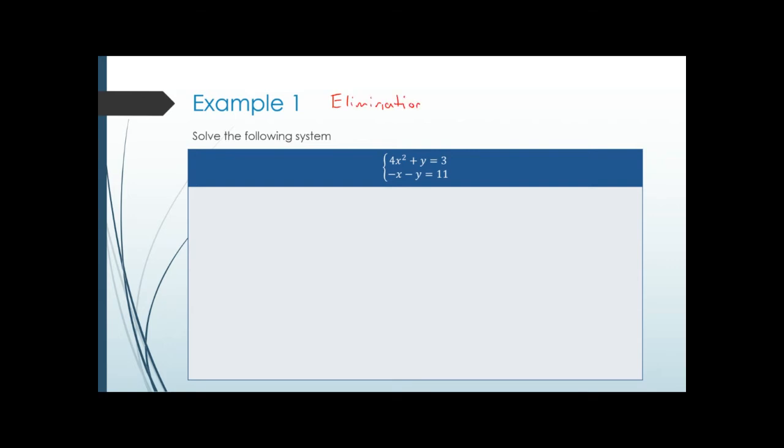So I'm going to use elimination set up this way. Now the 4x squared minus x, those are not like terms, so those can't combine. So I have to just write those, 4x squared minus x. But the y minus y is 0, so that disappears. And then 3 plus 11 is 14. So now we have a quadratic with only x. So now this is something that you want to solve by factoring or the quadratic formula. So I need to put everything on one side in order to get it equal to 0. So I'm going to subtract 14 from both sides.